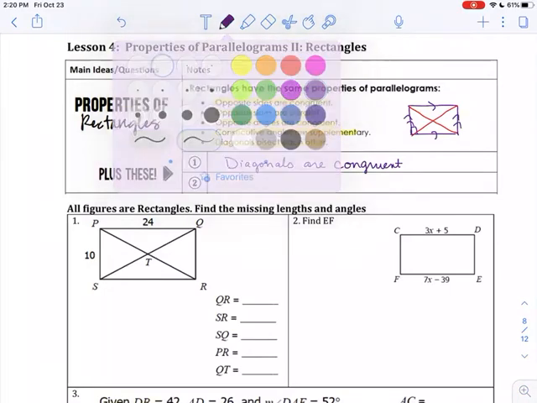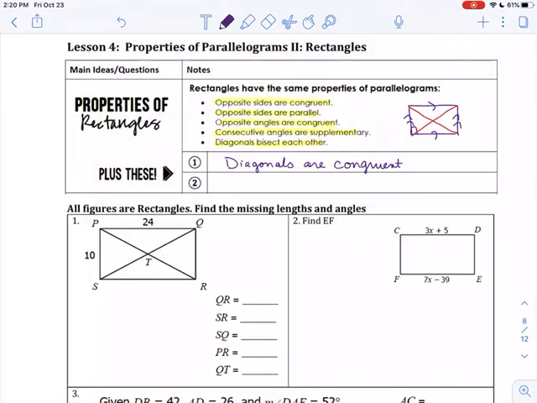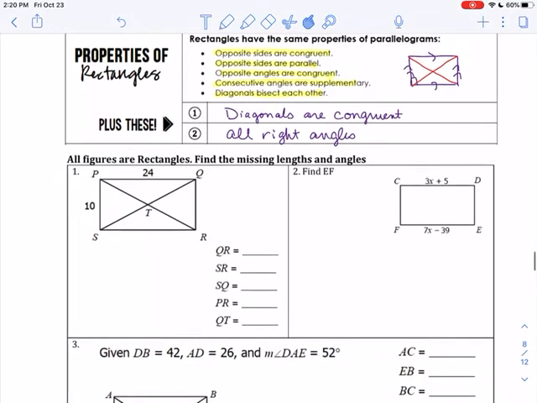If I was to draw the diagonals right here, I'm just going to pick a different color so they pop out. You can see they look like they're the same length. Okay, so the diagonals are congruent, and the other one you already knew about is that it has all right angles. All right, so let's do some problems, and again, we're going to try a proof together.